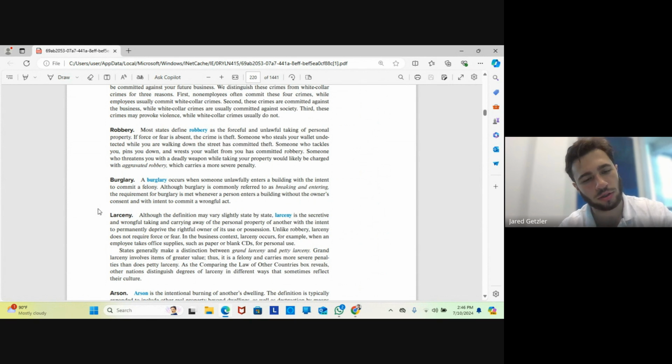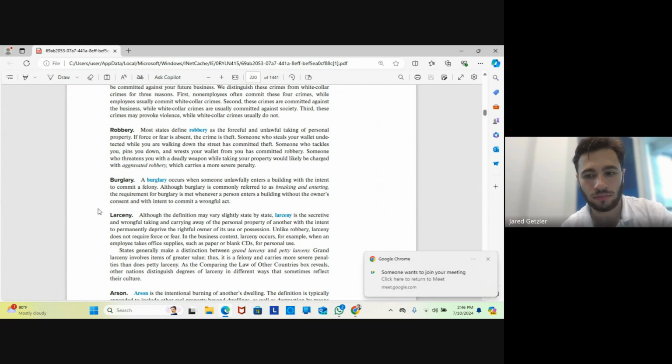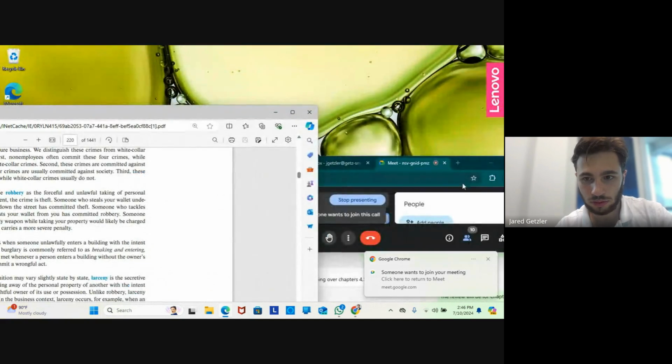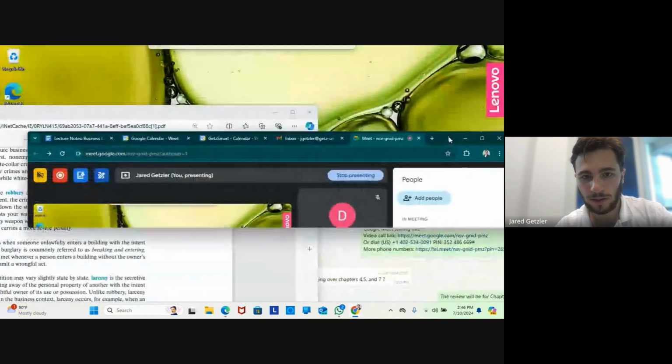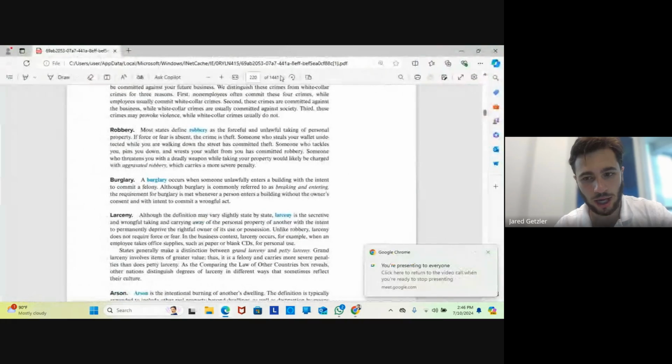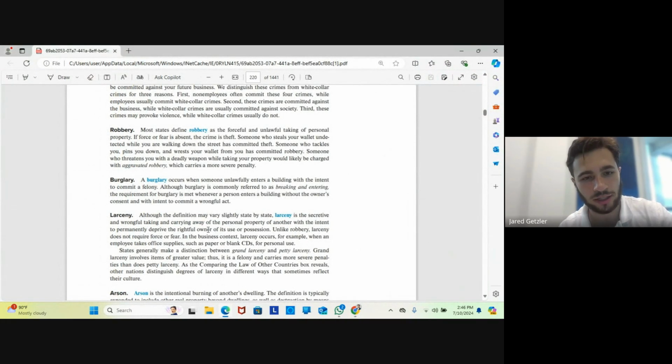So we also have burglary. Burglary means that we unlawfully enter a building with an intent to commit a felony. So let's say I go inside a bank and my intent is to rob the bank, but I decide not to do it at the last second. That's still burglary because I went into the place with an intent to commit a felony.